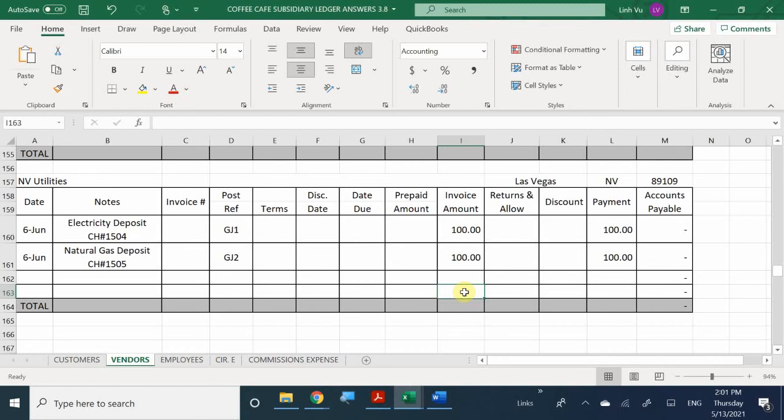I haven't received one yet, but when you do receive one from NV Utilities, it should include your gas, water, and electricity usage, how much it's going to cost you for the month. So there you go. That's it for the subsidiary ledger. Any questions?